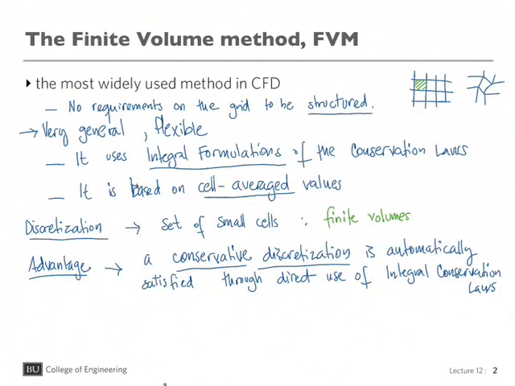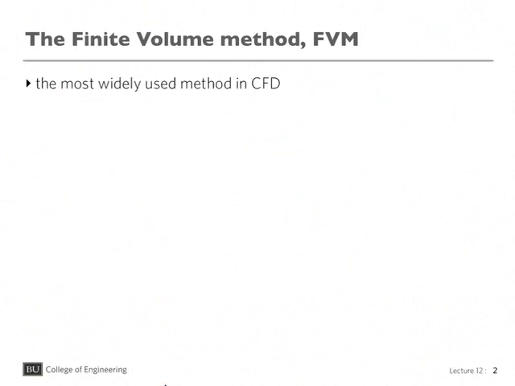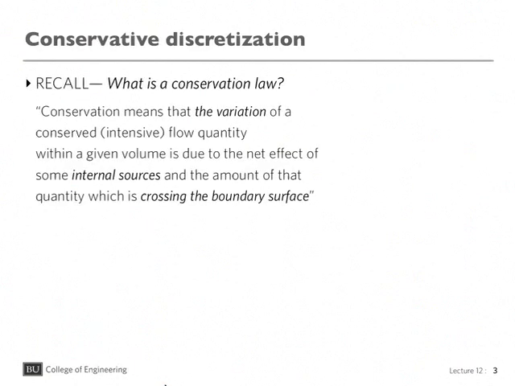Okay, so let's clarify what we mean by a conservative discretization. First, recalling what a conservation law is. The variation of the conserved flow quantity within a given volume is due to the net effect of two things: some internal sources and the amount of that quantity which is crossing the boundaries. That is, in plain English, what a conservation law is.